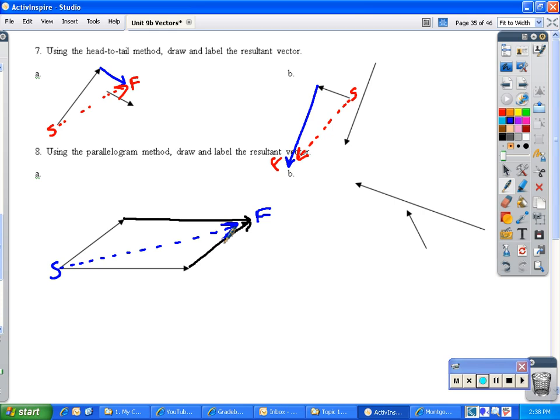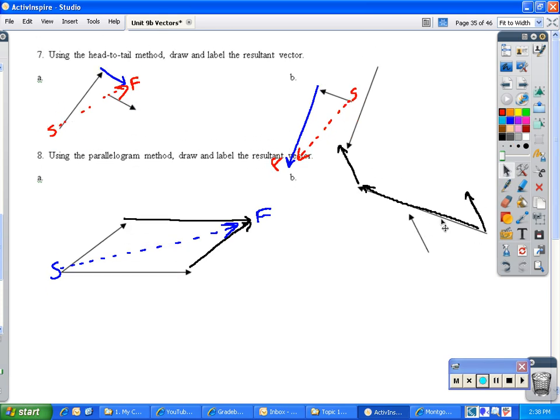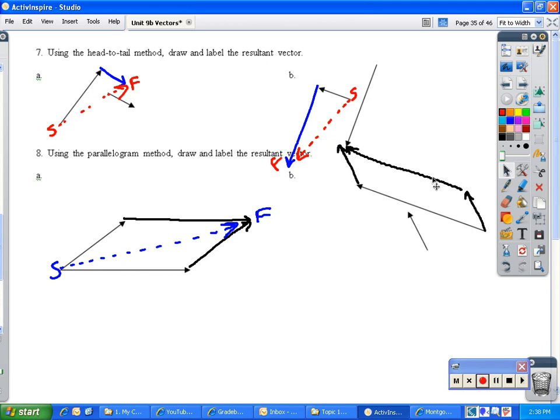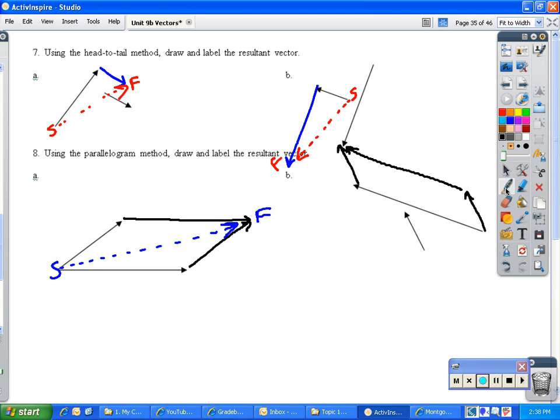We can do that multiple times. And I'm going to do this one right here. So I make my parallelogram, and my answer, my resultant vector, will start from the two tails, and it will end with the two heads, and it will go like this.